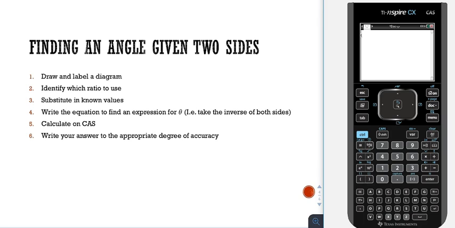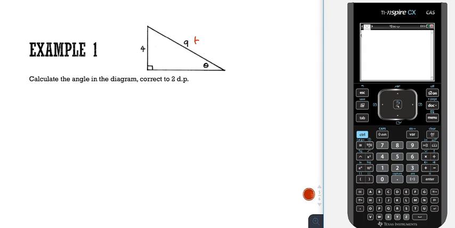The steps to find an angle given two sides. So we know two sides, we're after finding an angle inside. First step, as per normal, draw and label a diagram. Once you've labeled the diagram, finding the two values that you have, you can then identify what ratio to use and substitute in the known values. Write the equation to find an expression for theta. Take the inverse, and then you need to use your CAS to do your calculations, and from there on in, it's a case of making sure your accuracy is right.